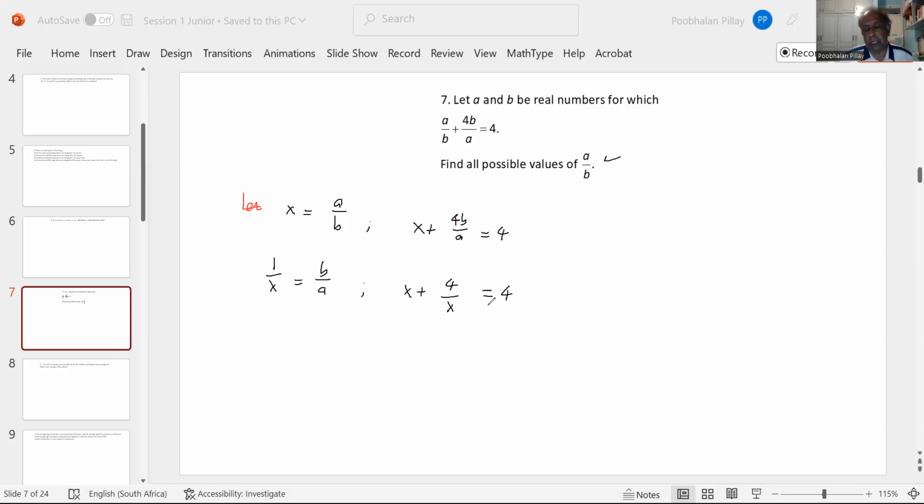So let's try to solve this. As we said earlier on, we don't like fractions. The common denominator is x. You can multiply right throughout by x to get rid of it. But you must multiply on both sides, so be careful. You multiply this by x and you multiply that by x. Now x times x is x squared, and x times 4 over x is 4x over x, which is just 4.